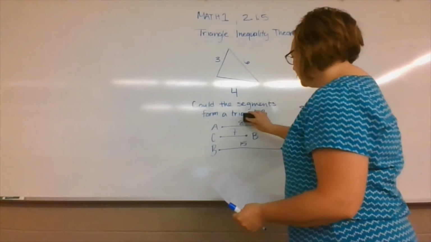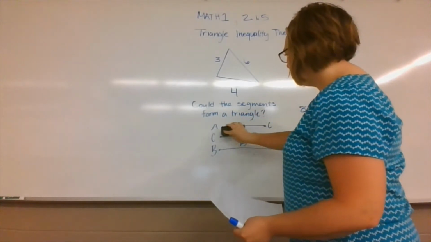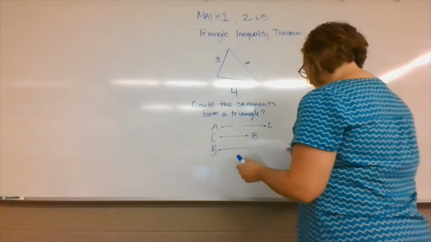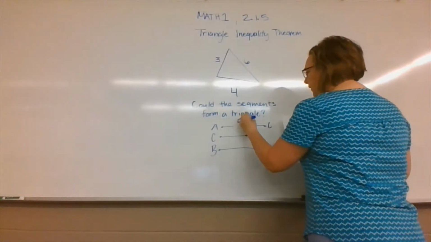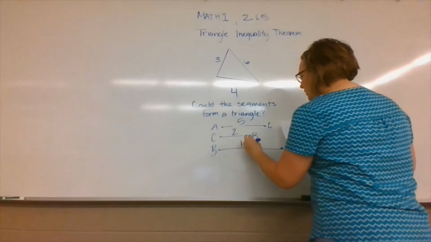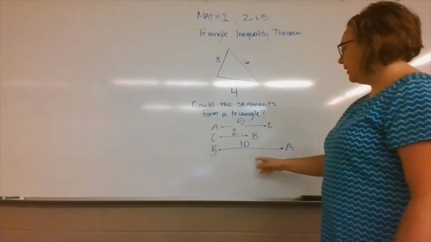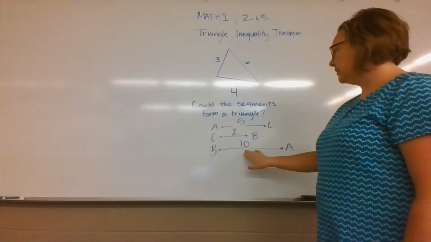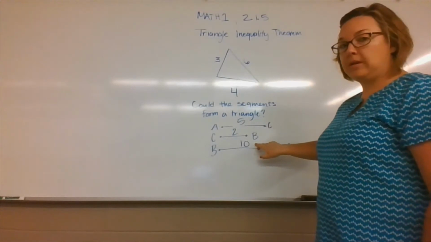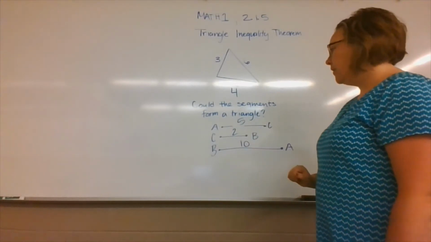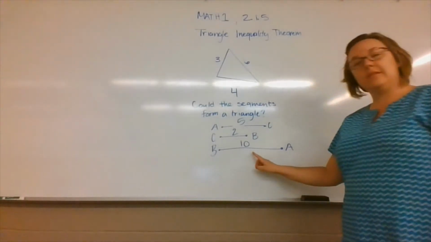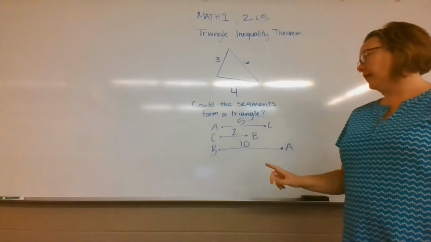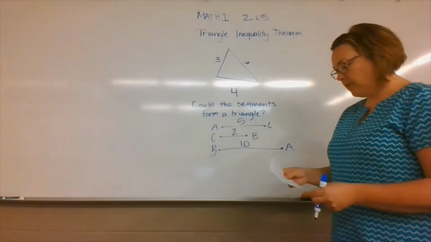So let's try a few other examples. I'm just going to erase these numbers, and we're going to write some new numbers in. So let's say we have 5, 2, and 10. Okay, again, this is my third side, or my longest side. And since it's the longest, these two need to add to be greater than that. So 5 plus 2 is 7. Is 7 greater than 10? No. So this cannot form a triangle. Again, it falls short of forming a triangle.